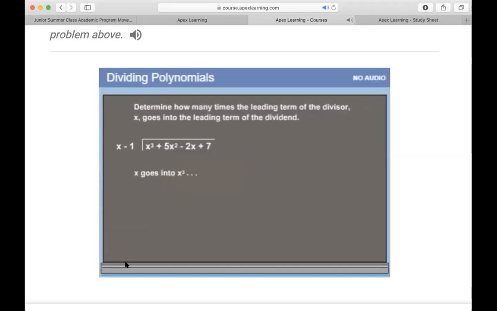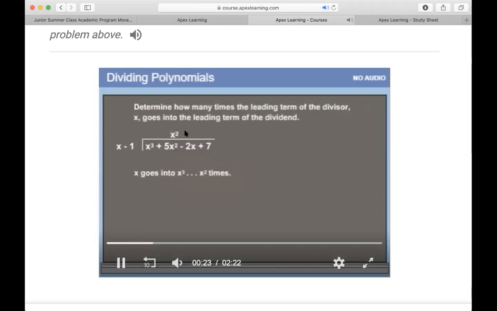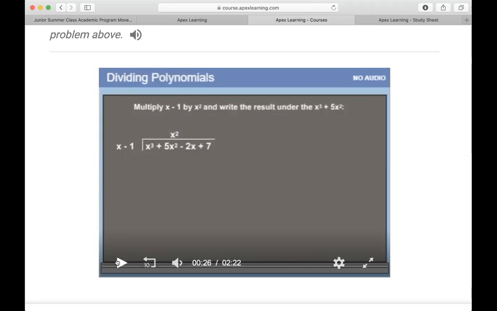And we know that x goes into x cubed x squared times, right? Or when I multiply this out, if I just focused on x for a second, x squared multiplied by x would give me x cubed, okay? And I know your initial thought might be to say, oh, it goes in 3 times. Well, if I wrote a 3 here, 3 times x would give me 3x, not x cubed, okay?